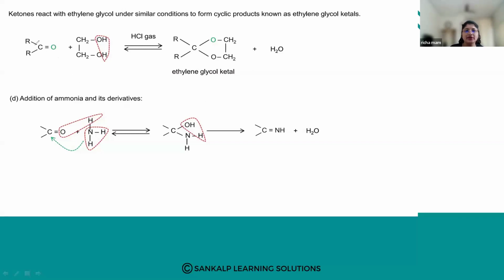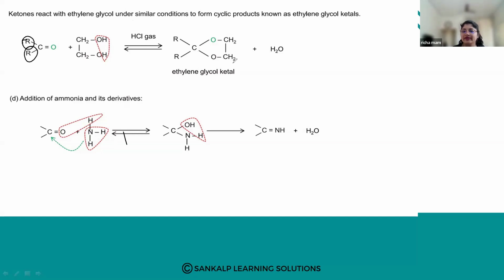Here you can see this is a ketone, with both R groups. Here we have taken a glycol, ethylene glycol. Now when the ketone reacts with ethylene glycol under the same condition, that is in the presence of dry HCl gas, you get ethylene glycol ketal.